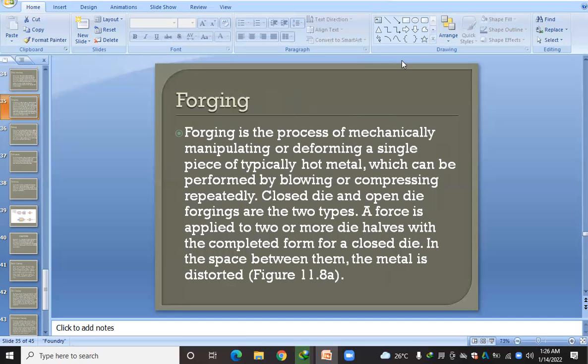Next is forging. Forging is a process of mechanically manipulating or deforming a single piece of typically hot metal, which can be performed by blowing or compressing repeatedly. Closed die and open die forging are the two types. Force is applied to two or more die halves with the completed form for a closed die. In a space between them, a metal is distorted. Figure 11.8a. So, sa forging ma-form na siya.